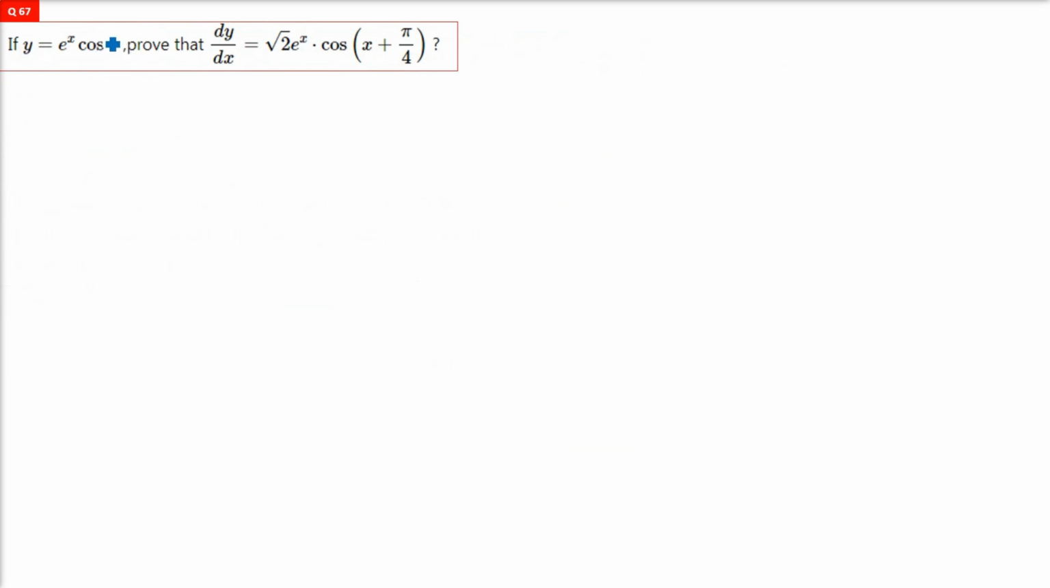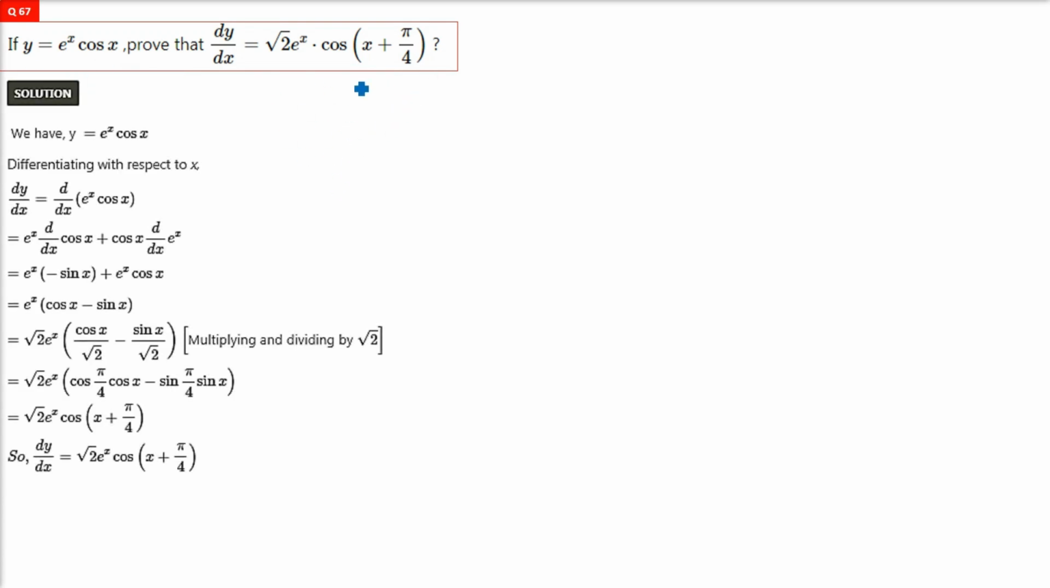Next one is y is equal to e raise x cos x. dy by dx is root 2 e raise x cos x plus pi by 4. Now how did this pi by 4 come? For that we have to do certain multiplying and division in one of the steps. That is the whole idea of this question.